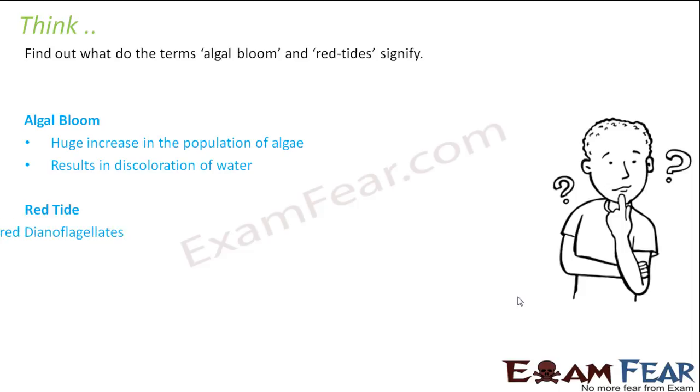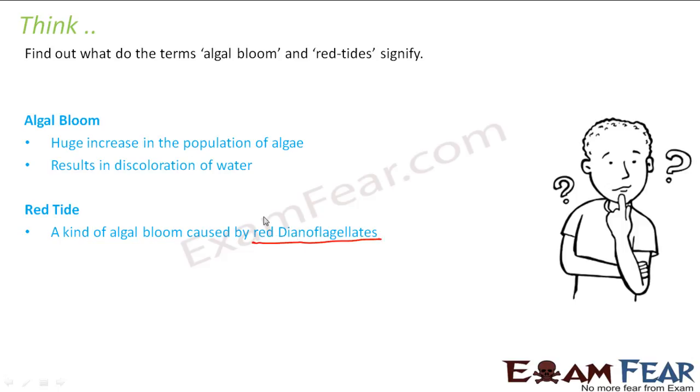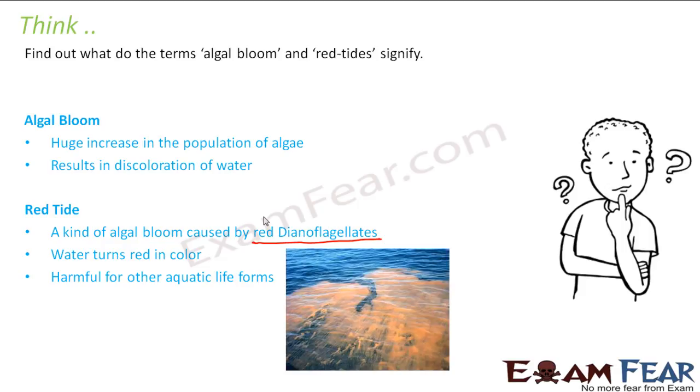Red tide is nothing but algal bloom. It is a kind of algal bloom caused by red colored algae, dinoflagellates. So these red dinoflagellates result in algal bloom, where the water turns red in color. It is extremely harmful for other aquatic life forms. So this increase in population of the dinoflagellates is dangerous or threatening to all other life forms like fishes. So this is how it looks like. You see, normally the water is blue in color, but a certain portion has suddenly become red. That is due to a huge increase in the population of these red colored dinoflagellates.